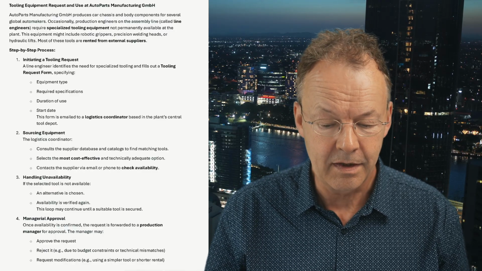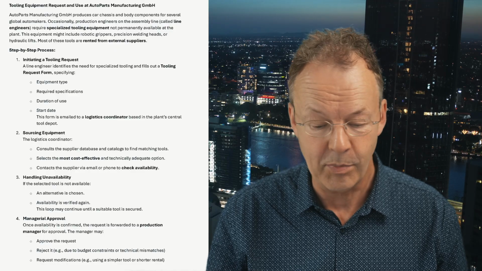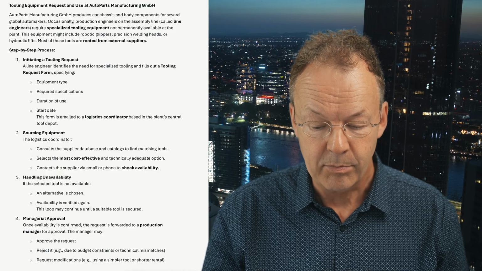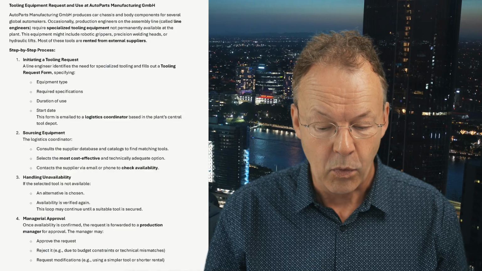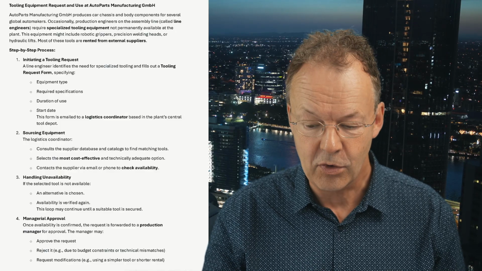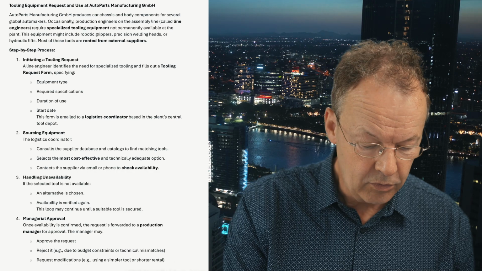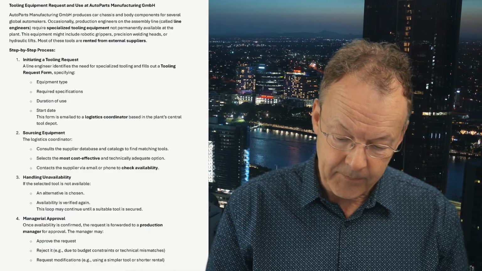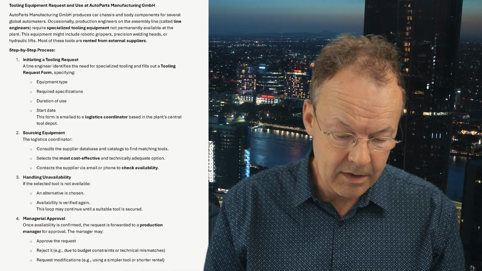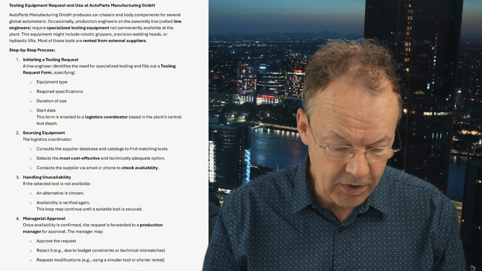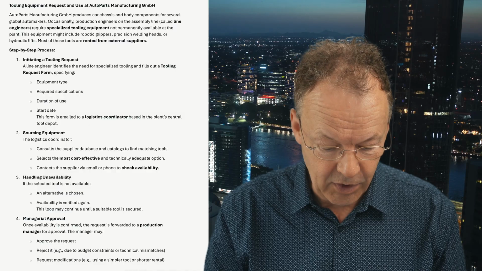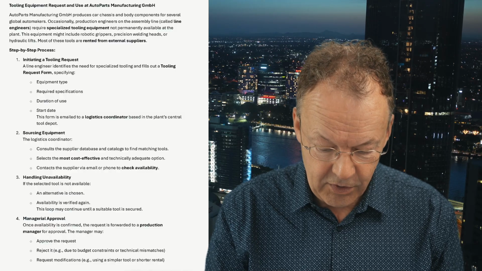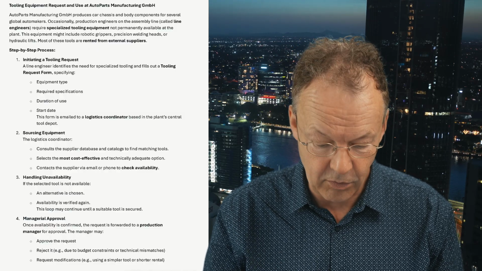Auto Parts Manufacturing GmbH produces car chassis and body components for several global automakers. Occasionally, production engineers on the assembly line require specialized tooling equipment, and they are called line engineers. So we have one role here, that's the line engineer. So we can mark that. Then they go on initiating a tooling request. So they fill in a request form, and then this form is emailed to the logistics coordinator. So that is our second role here.